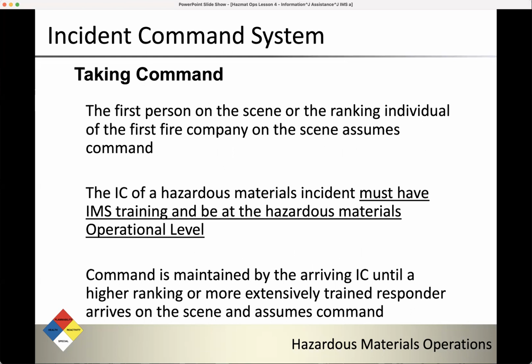We talked about transferring command. So taking command, remember, the first person on the scene or the ranking individual of the first fire company on the scene assumes command. You're the first one there. Look around. Everybody's looking at you. You're in charge. You're the incident commander right now.